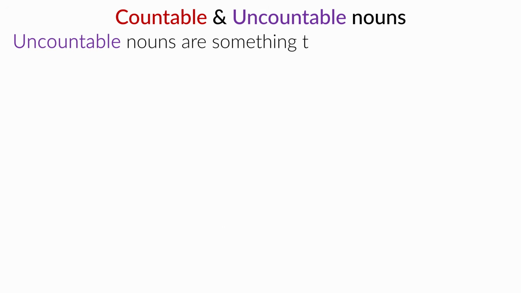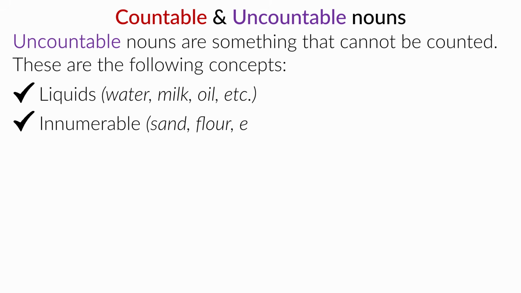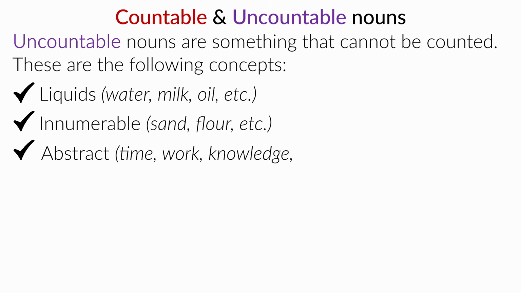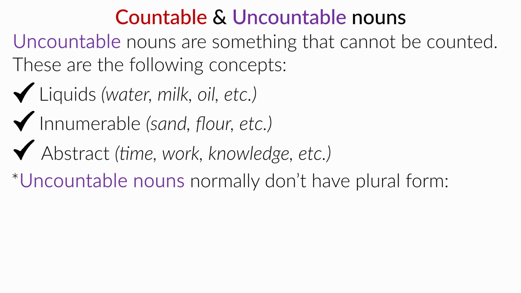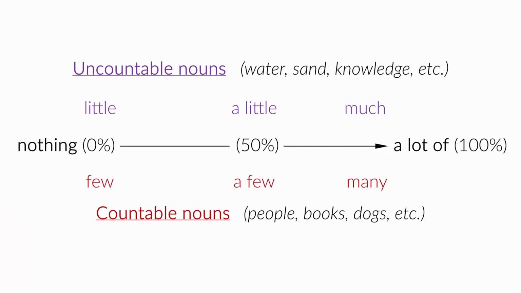Uncountable nouns are something that cannot be counted. These are the following concepts: liquids: water, milk, oil, etc. Innumerable things: sand, flour, etc. Abstract concepts: time, work, knowledge, etc. Uncountable nouns normally don't have a plural form. Knowledge opens the world. The scheme is the best way to help you understand how to use quantifiers correctly.